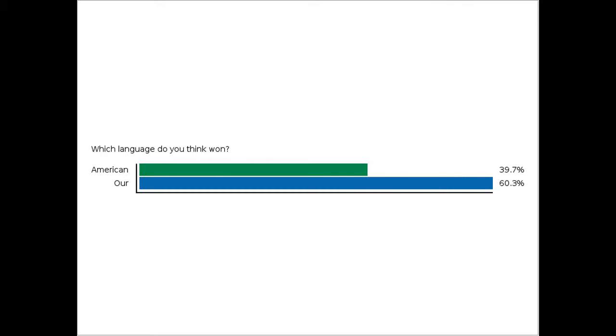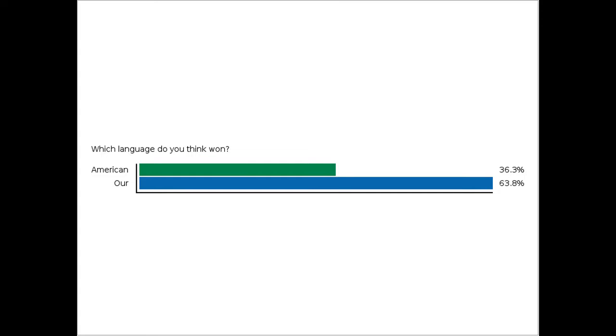I selected American. Interesting. Ooh, this one's a lot closer. A lot more people voting for American than our. So this one was really close when it came to the results.